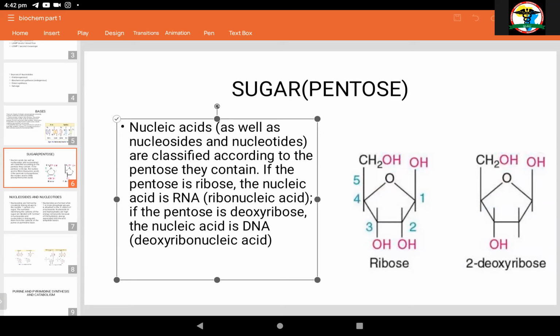The second difference is in the pentose sugar, and that's why it's called ribose and deoxyribose. DNA is deoxyribose, right? And RNA is ribose. The difference is in the sugar, in the sense that the hydroxyl group in the number 2 position in DNA is absent compared to that of RNA. So that's the second difference between DNA and RNA.